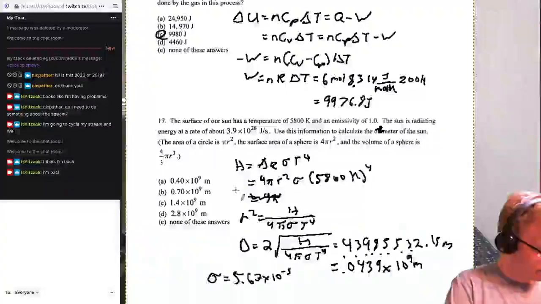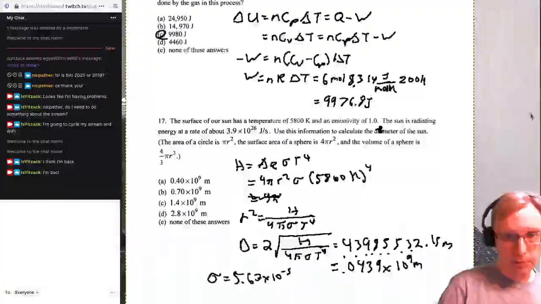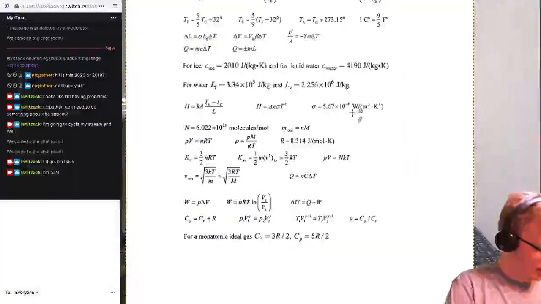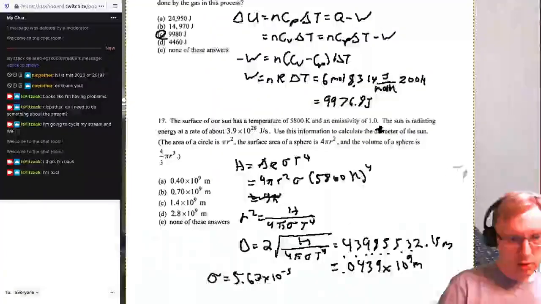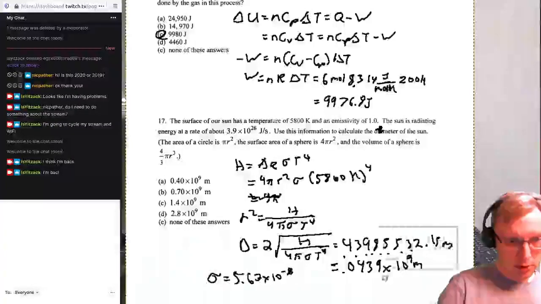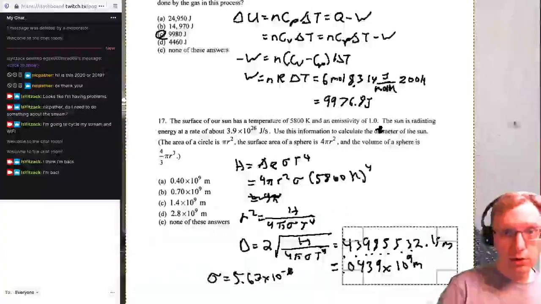Times 10 to the minus 5. 567 times 10 to the minus 5. 58. Yeah. Times 10 to the 9. Okay. Sigma, 567 times 10 to the 8. Oops. That would do it. There we go. It always helps to get the right number in there. Times 10 to the 8. That will change a whole lot. That'll change things. So let's go ahead and put that number in there.